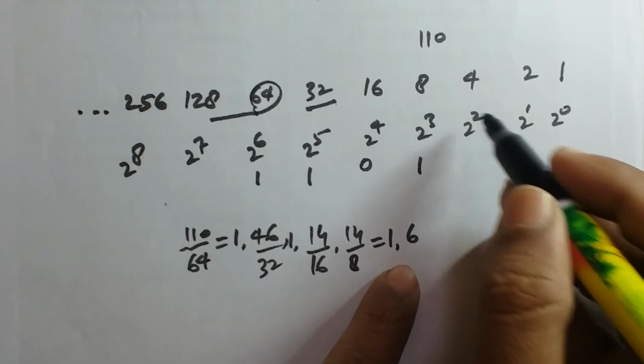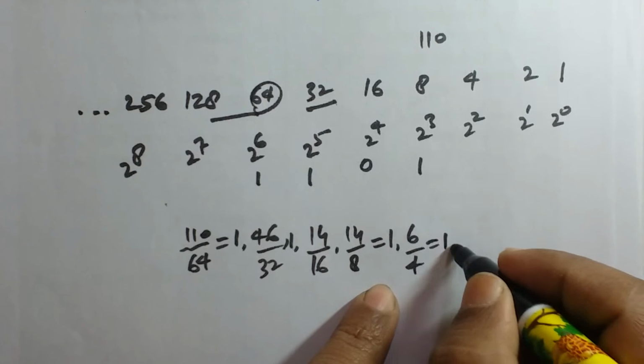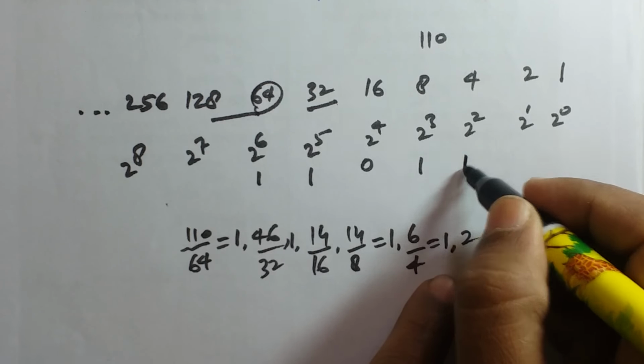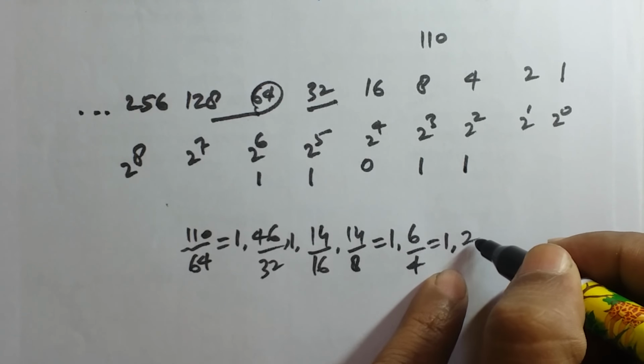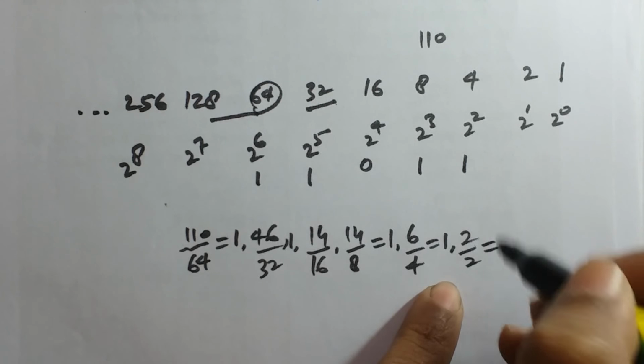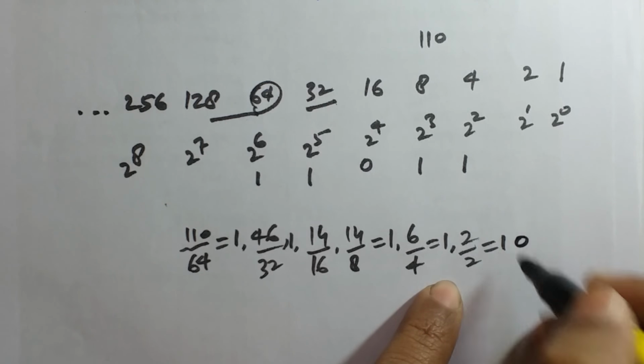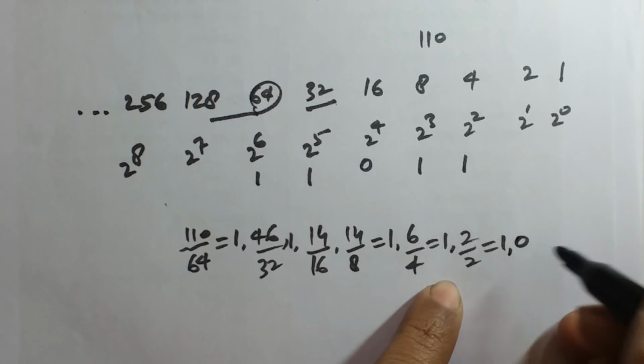The remainder we still have is 6, so we divide 6 by 4. We get 1 and again remainder 2. So we write this 1 here and the remainder 2 here, and we divide this remainder by 2 again because the next number is 2. We get 1 and there is no remainder. The remainder is 0.